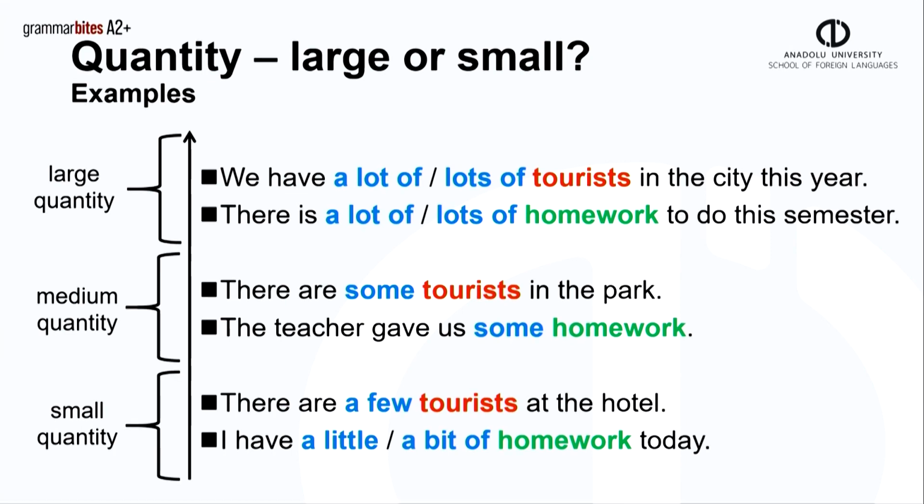Remember the different quantifiers we use to talk about a small quantity. A few for countable nouns. A little or a bit of for uncountable nouns.